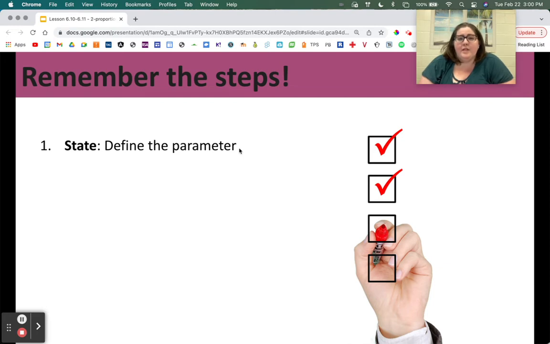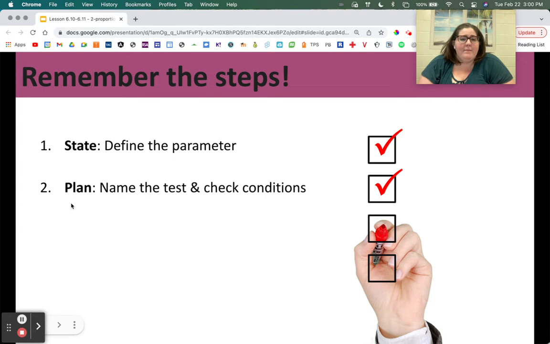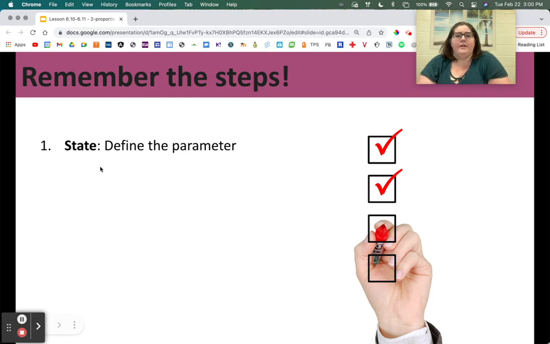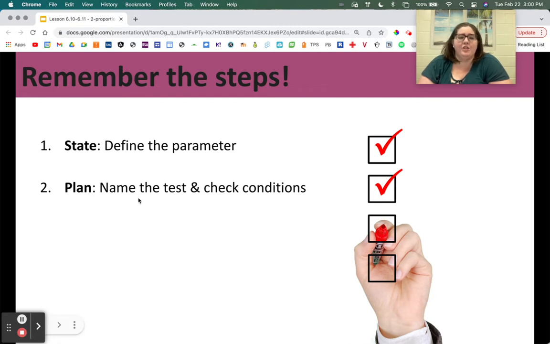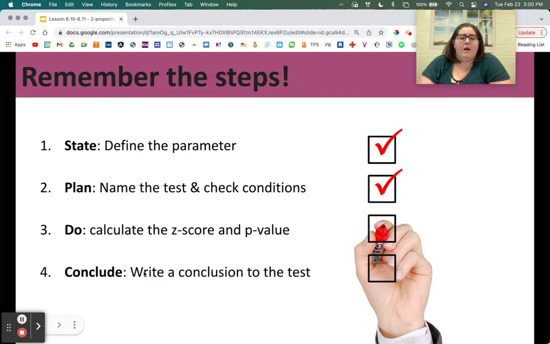For a two proportion test, there will be two parameters to define. We name the test and check conditions. I also forgot to state we also have to write our hypothesis statements. We name the test and check conditions for step 2. We calculate our z-score and p-value for step 3, and then we write our conclusion to our test in step 4. So same general 4 steps. Our conditions will be a tad different, and then we will have 2 parameters instead of 1, and our hypothesis statements will be about 2 parameters instead of 1.